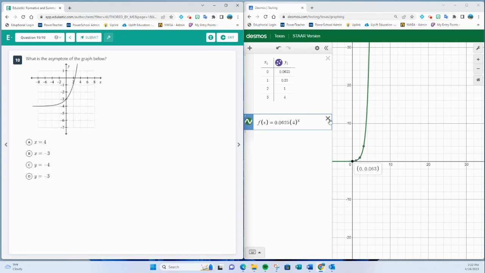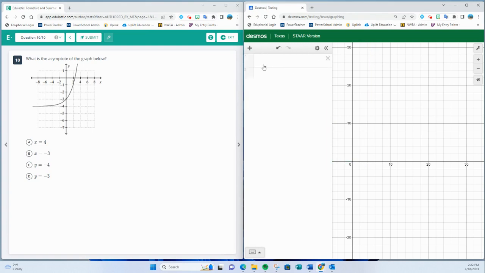Very last one, we're looking for the asymptote. So that's going to be this line right here. It's horizontal, and it needs to go through y equals negative 4. So y equals negative 4 would be the same as this asymptote right here. It would be like where it slides out.